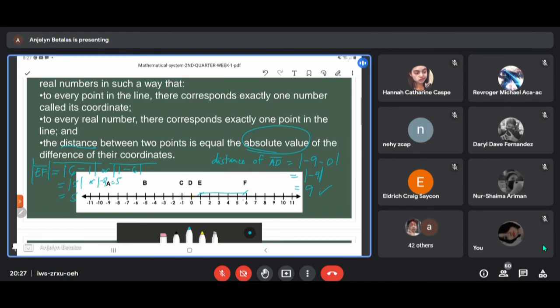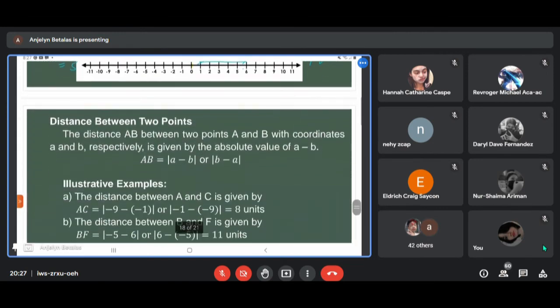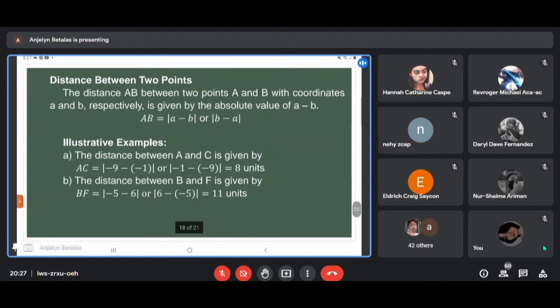So, when you solve for distance, get the absolute value. If you don't take the absolute value, the distance could come out negative, but you need to have the absolute value. That's for distance. Okay, next: distance between two points.